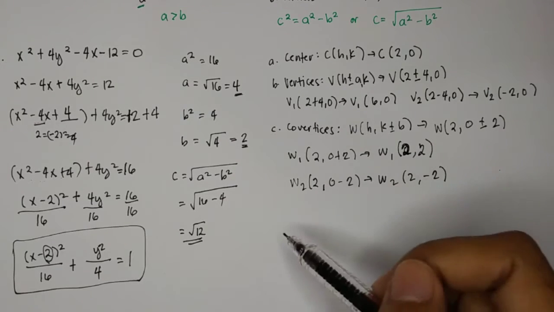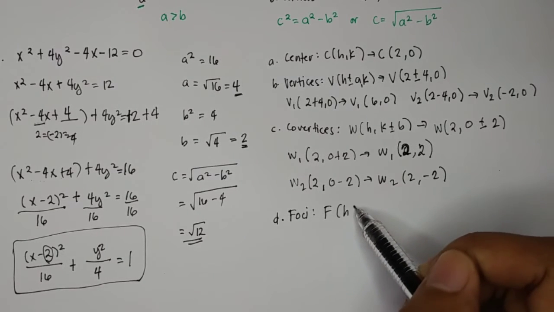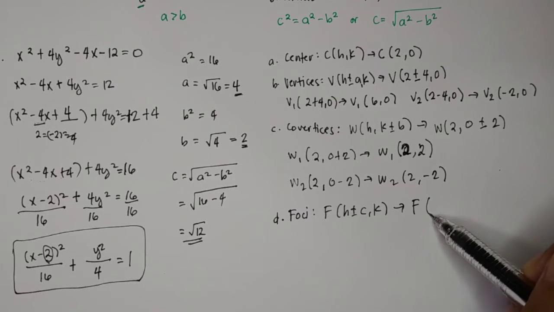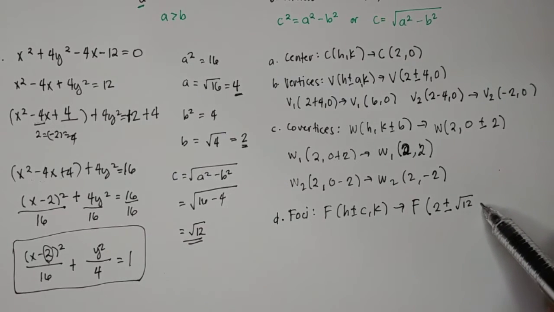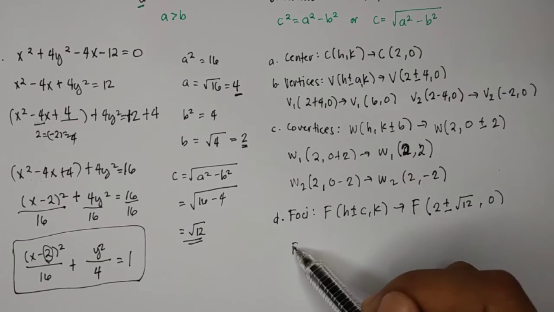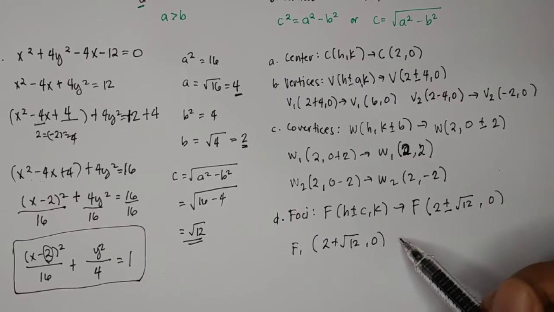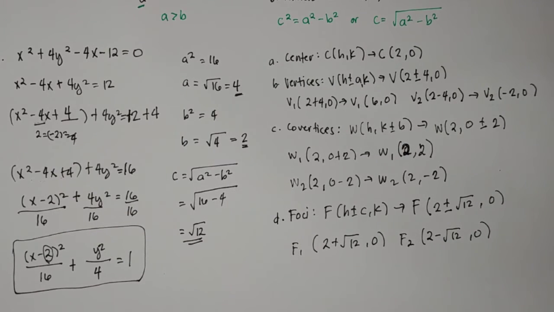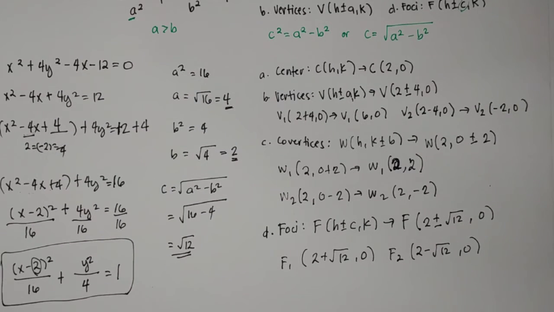Okay, then last, let's proceed with our foci. So, foci natin is F, that is (h plus minus c, k). So, ano yung foci natin? We have F. So, ano yung h natin? We have 2 plus minus yung c natin, that is square root of 12, comma, yung k natin na 0. So, our F1 will be 2 plus square root of 12, comma, 0. Then, yung F2 natin magiging 2 minus square root of 12, comma, 0. So, yan yung points ng ating example number 1. Okay? So, if may question man sa example number 1, just ask in the comment section below.